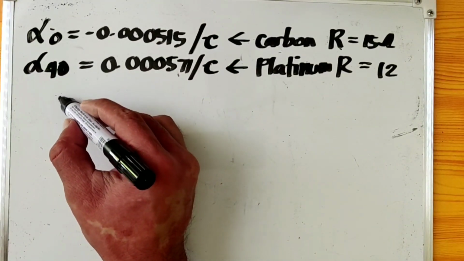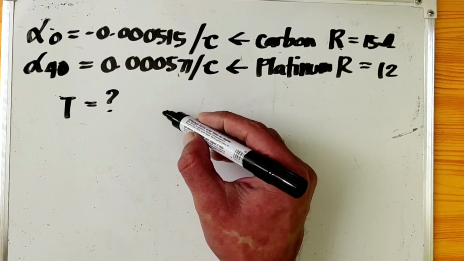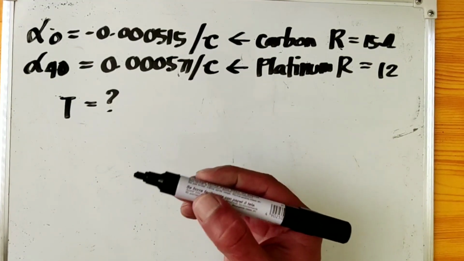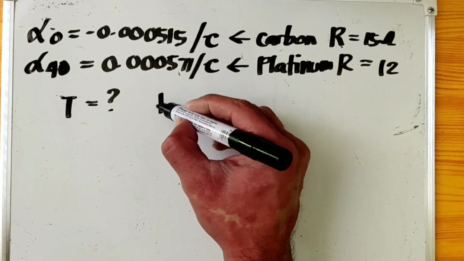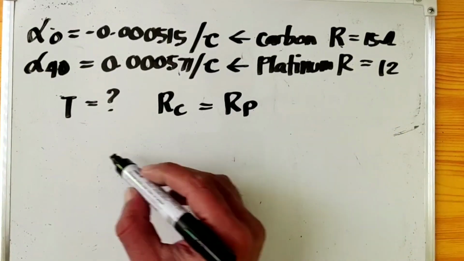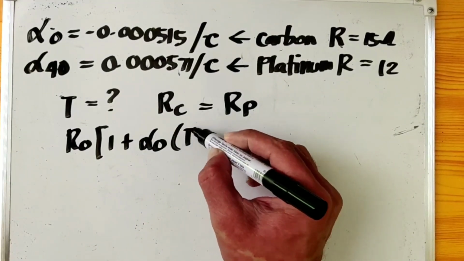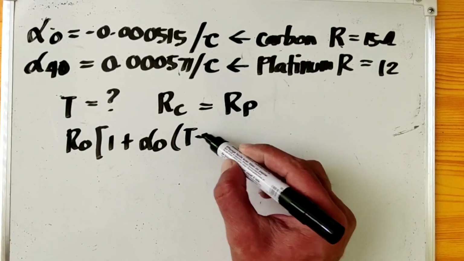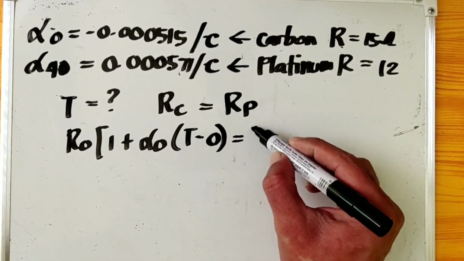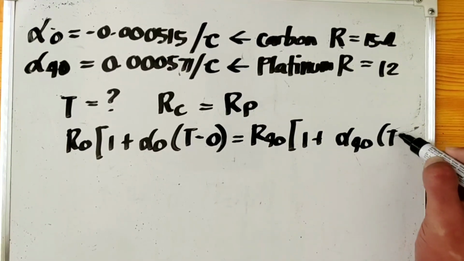So, the question is, saan daw temperature sila magpaparehas ang resistance? So, we have to equate the resistance of the carbon to the resistance of the platinum at a certain temperature na magpaparehas sila ng value. So, let's start our equation: R of carbon is equal to R of platinum. So, R at 0 times 1 plus alpha 0 times T, at certain temperature na magpaparehas sila ng resistance, minus 0, equals R at 40 times 1 plus alpha 40 times T minus 40.